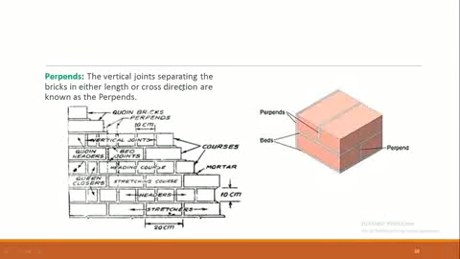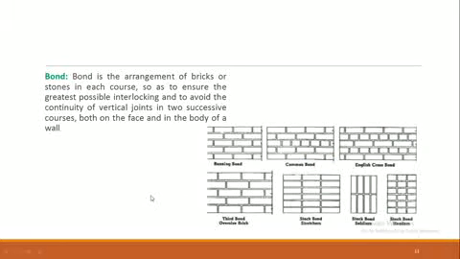Here you can see that the vertical joints separating the bricks in either length or cross direction are known as the perpends. These are horizontal joints which are called bed joints, and these are vertical joints which are called the perpends. And this is a stretcher course, where all the bricks have been used as stretchers, and this is a header course, where all the bricks have been used as headers.